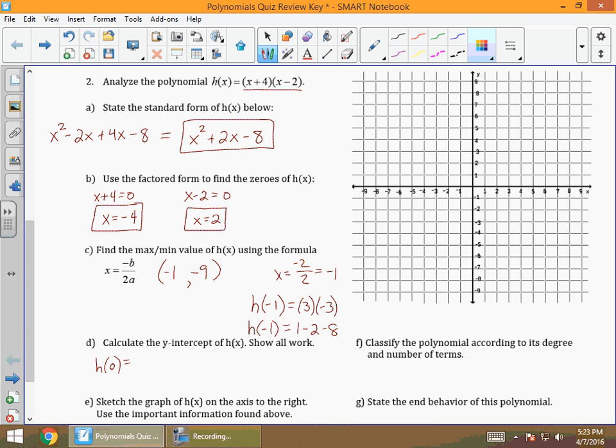0 plus 4 is 4. And 0 minus 2 is negative 2. 4 times negative 2 is negative 8. So this point is 0, negative 8. That is the y-intercept.